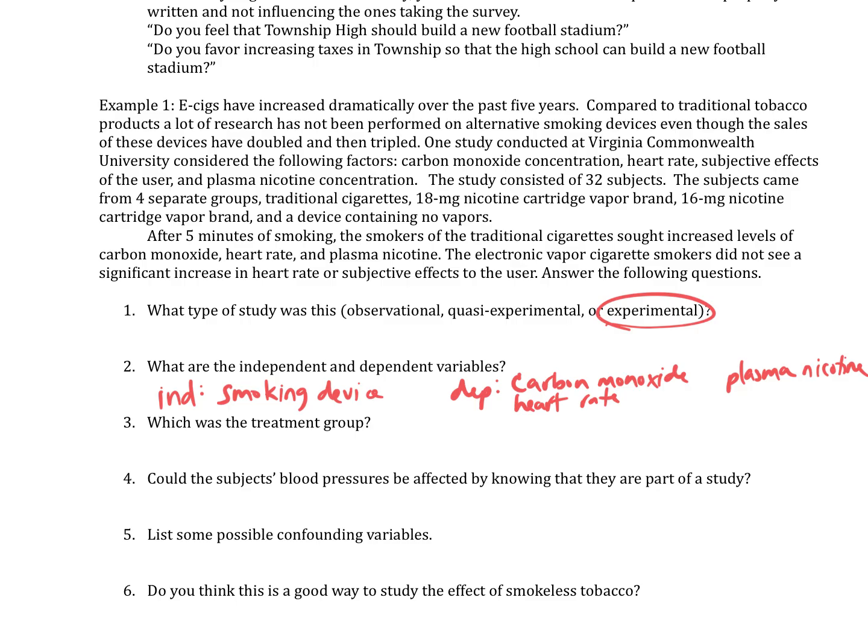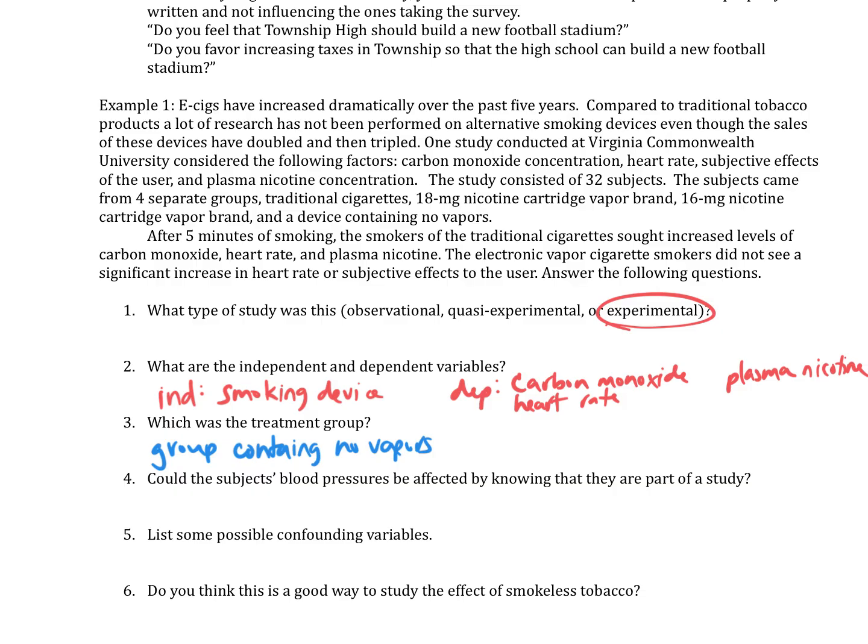Which was the treatment group? So which was your group that you're using as a baseline that has nothing that's being affected? The one with no vapor. So that happens a lot in any of these types of experiments. Another way to say it is a control group. That's probably the terminology you've heard most frequently. So the treatment group or the control group was the group containing no vapors. Because you don't know how much something's changed if you don't have a baseline.